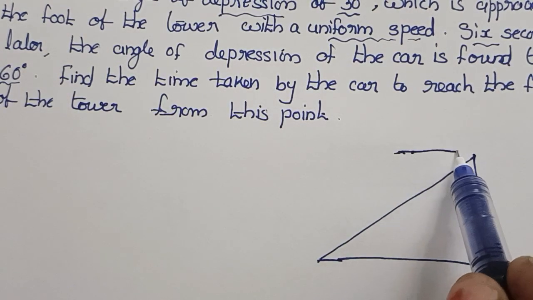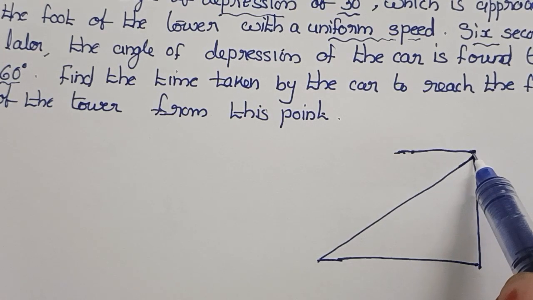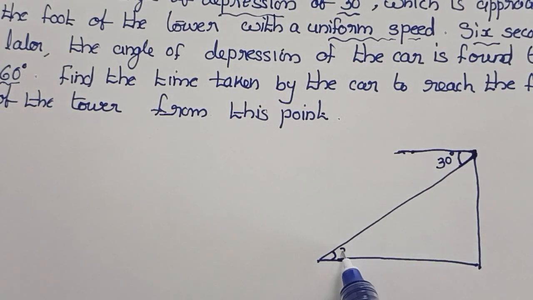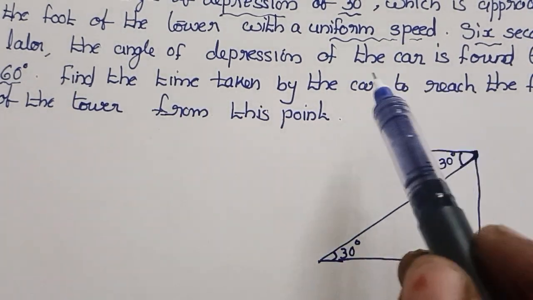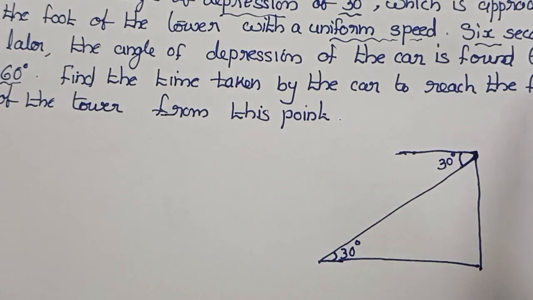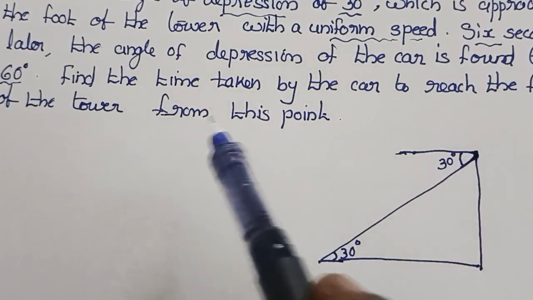Draw a horizontal line. Then the angle of depression here is 30 degrees. So this angle will also be 30 degrees using the alternate interior angle theorem. The car is approaching the foot of the tower with a uniform speed. Six seconds later, the angle of depression of the car is found to be 60 degrees.